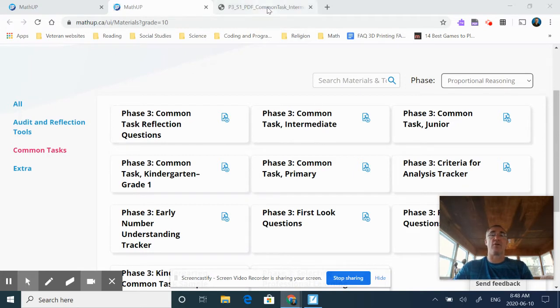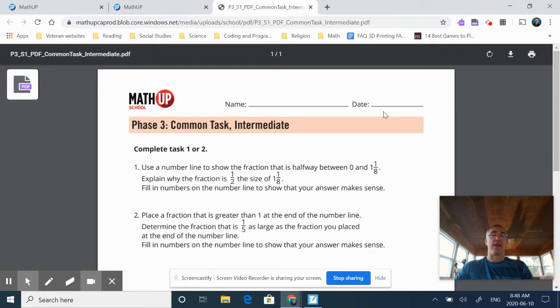And so I've already got it brought up, and it reads, complete task 1 or 2. Use a number line to show the fraction that is halfway between 0 and 1 1/8. Explain why the fraction is half the size of 1 1/8. Fill in numbers on the number line to show that your answer makes sense. So this one's going to be a little bit trickier. Really need to think through all the different elements.